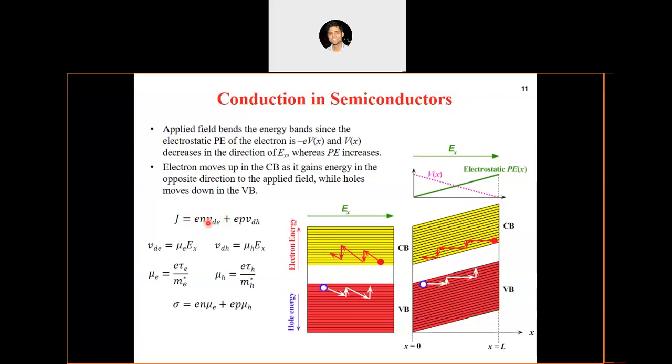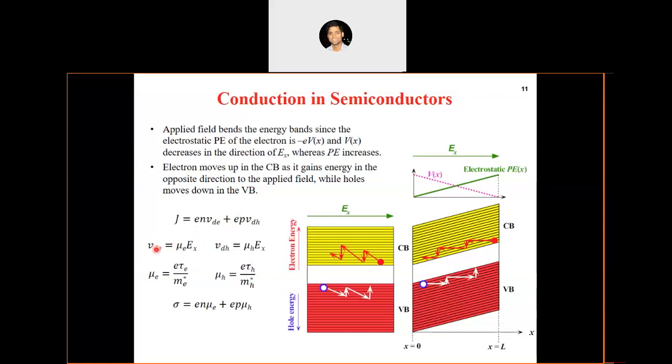So here you can see this term is for the contribution of electrons to the conduction. e is the electronic charge, n is the concentration of electrons, and VDE is the drift velocity of the electron. Similarly here, p is the concentration of holes, and VDH is the drift velocity of the holes. So the overall current density will be the sum of the electron current density and the hole current density.